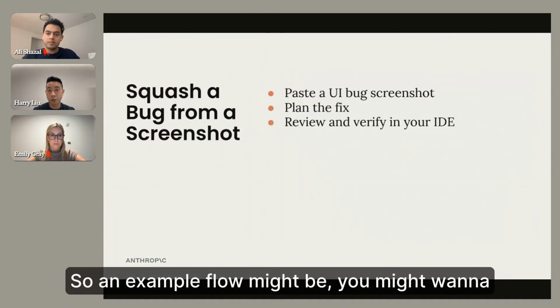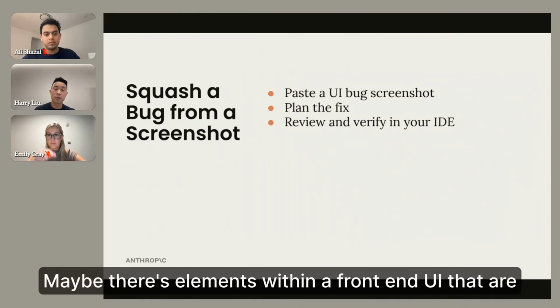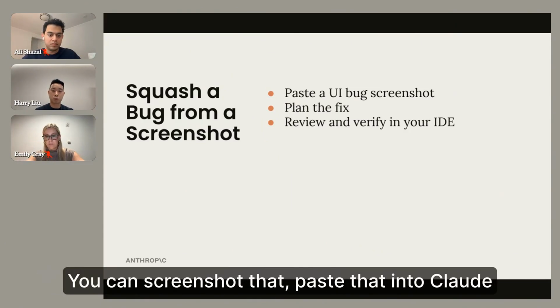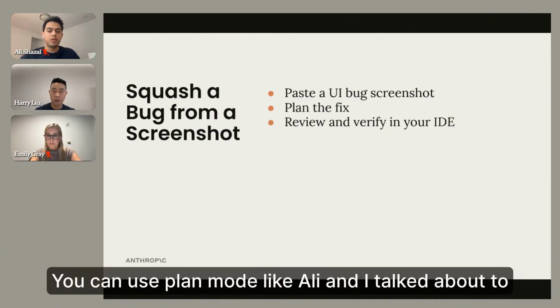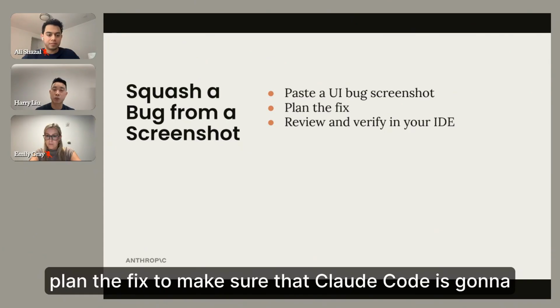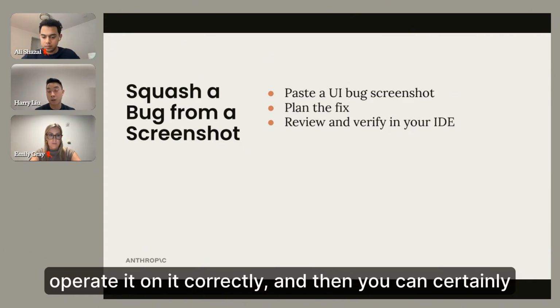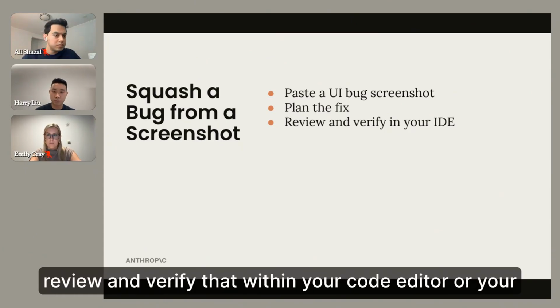So an example flow might be, you want to squash a bug from a screenshot. Maybe there are elements within a front-end UI that are overlapping. You can screenshot that and paste it into Claude Code. You can use plan mode like Ali and I talked about to plan the fix to make sure that Claude Code is going to operate on it correctly. And then you can certainly review and verify that within your code editor or your terminal.